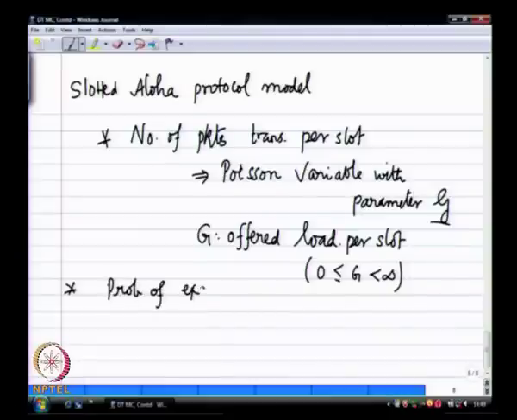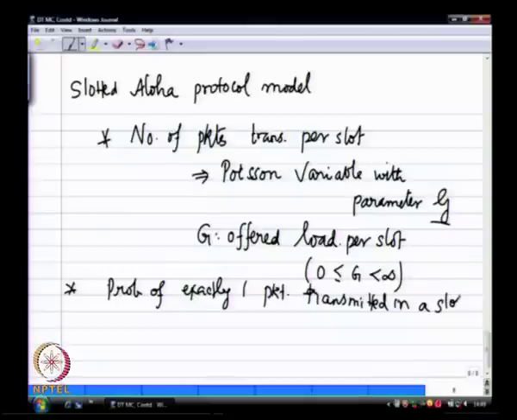The probability of exactly one packet transmitted in a slot is what? If it were binomial, it would be p times (1 minus p) to the power of n minus 1. But this is a Poisson variable. For a Poisson variable, what is the probability of exactly one packet getting generated? Remember, it is e to the minus lambda times lambda to the power i over i factorial. In this case, i equals 1, and lambda is now G, so this is simply G e to the minus G. That's all.